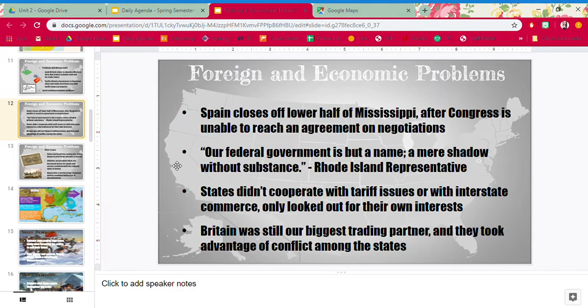And something to think about is at this point, right, Britain or England is still our biggest trading partner. And they're just taking advantage of us now as we're recovering from warfare and we're having all this arguing among our states.